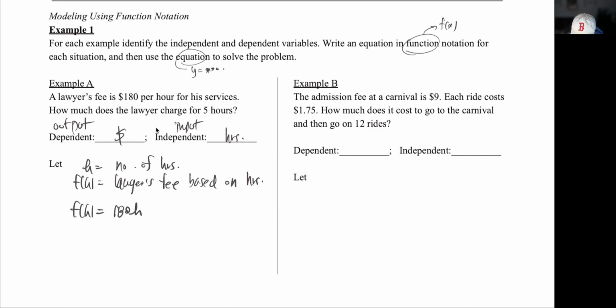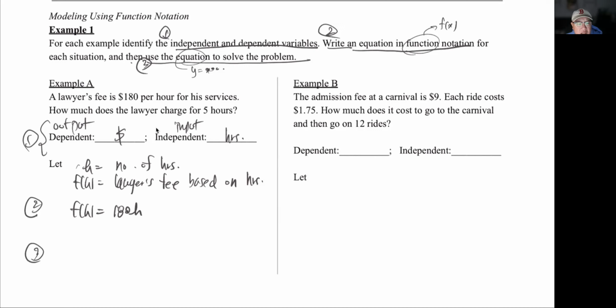So that's part of it. The question is asking you for three items, guys. Number one, find the independent and dependent variables. Number two, find the equation for it. And number three, use the equation to solve the problem. So that was number 1, where I was defining all this, and this is number 2. And how do you find number 3? How much do you charge for 5 hours?